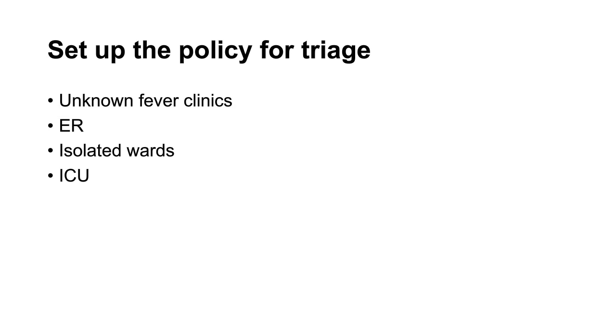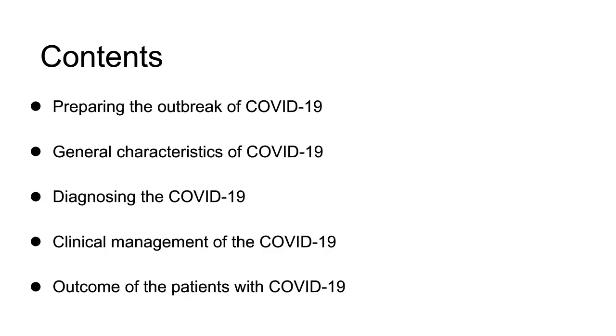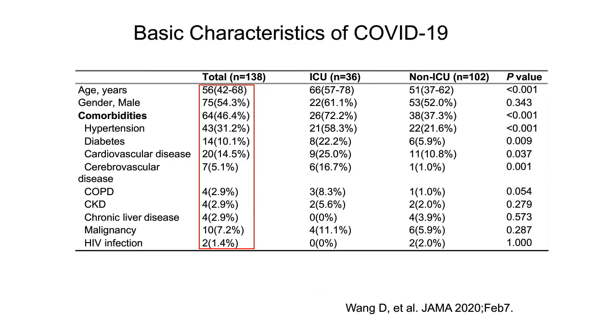Next, I will briefly talk about the general features of the COVID-19 patients. These are the basic features of the patients infected with COVID-19. You can see the age, gender, and other comorbidities. We also compared the patients admitted to the ICU and the patients admitted to the general ward, and we found the patients admitted to the ICU were a bit older and had many more comorbidities.